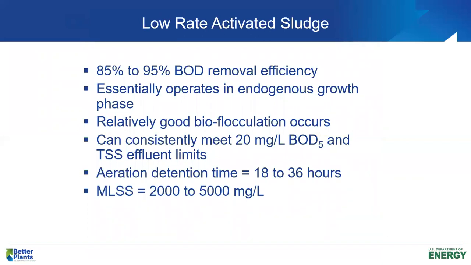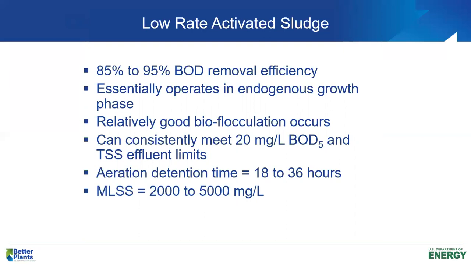All right, now let's talk about low rate activated sludge. As I mentioned, pure oxygen activated sludge is high rate activated sludge. You're operating at a very high organic loading rate, 100 to 200 pounds of BOD per day per 1,000 cubic feet of reactor volume. Conventional or moderate rate activated sludge normally would operate at about 20 to 40 or 20 to 60 pounds of BOD per day per 1,000 cubic feet.